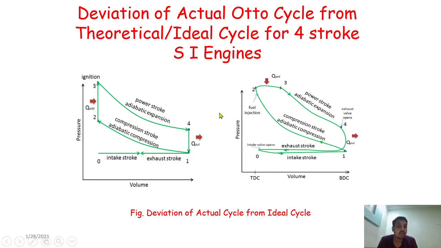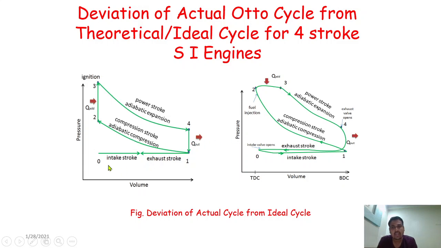But when we apply this particular cycle practically to the SI engines, we will never get a cycle like this one. Here on your screen we have two diagrams: one is a PV diagram of the theoretical Otto cycle and another is a PV diagram of the actual engine cycle. Though we apply the Otto cycle to the engine, we will never practically get such curves.